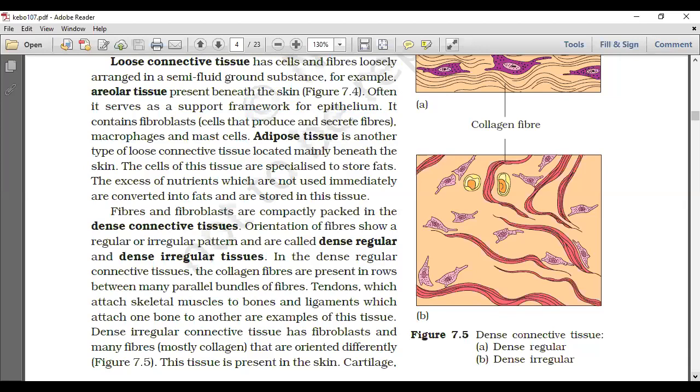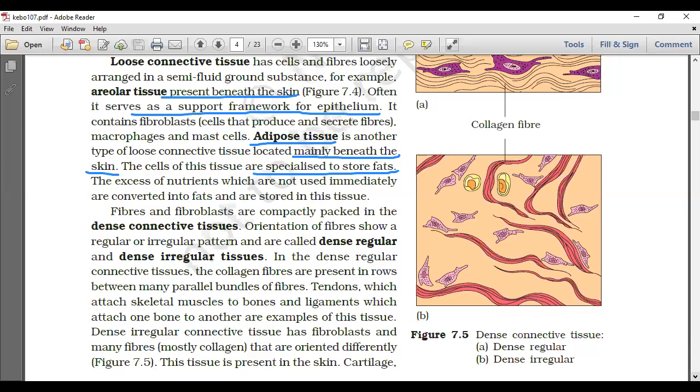Next, adipose tissue is another type of loose connective tissue located mainly beneath the skin. Cells of this tissue are specialized to store fats. The excess nutrients which are not used immediately are converted into fats and are stored in this tissue.